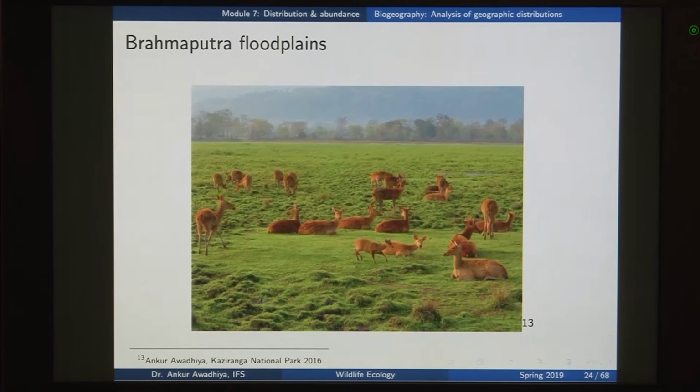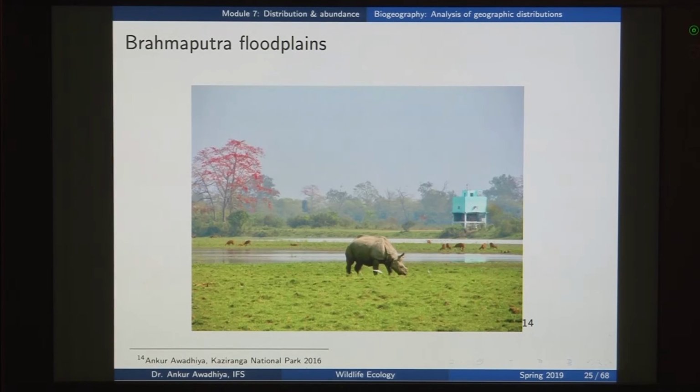Now, if you have a heavy density of herbivores, a large population of herbivores, this would also support the carnivores. So, Kaziranga National Park is also a tiger reserve. It supports a dense population of tigers in this area. Now, this also supports organisms like the rhinoceros.